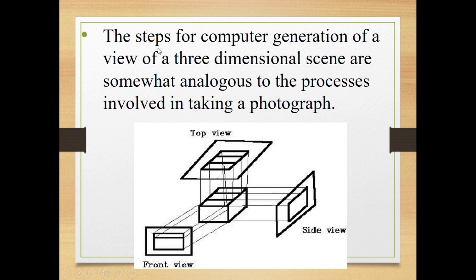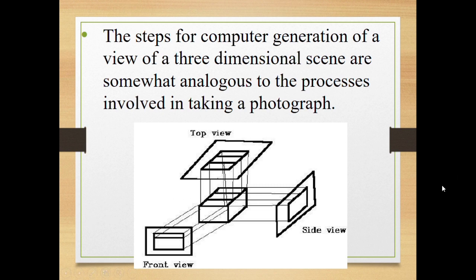In general, the computer generates the view of the three dimensions. The process is somewhat similar to taking a photograph. When we capture any image with a camera, the camera provides three dimensions, which can be three views: a top view, a side view, and a front view.